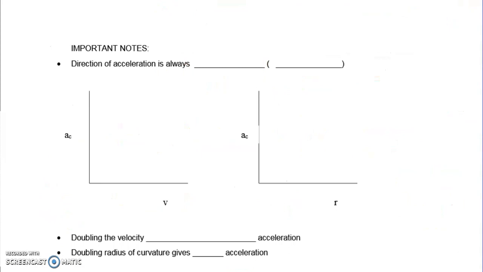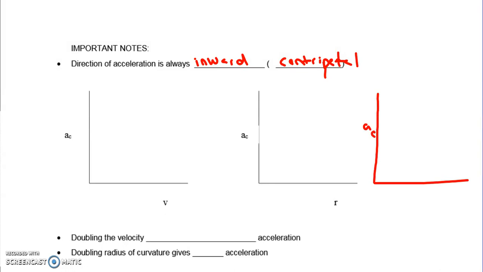Okay, so important things. We know that the direction of the acceleration is always inward. That's what we mean by centripetal. And if we take a look at some graphs, and actually I added a third one here, this centripetal acceleration versus the period. If I want to look at A versus V, my equation is A equals V squared over R. So I could say that A is proportional to V squared. Basically just saying if R stays the same, what's the relationship between A and V? So that's going to be my squared relationship. So it's going to be a quadratic.